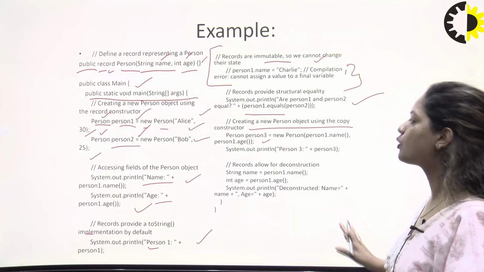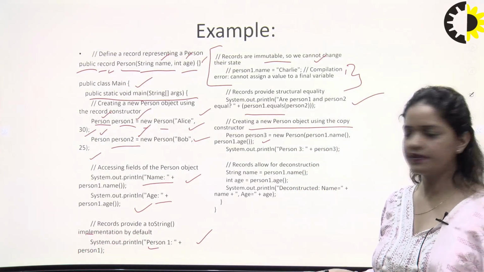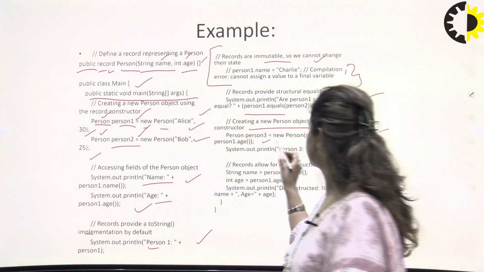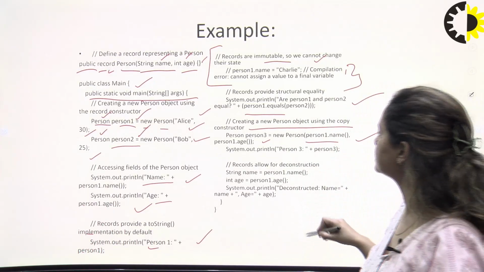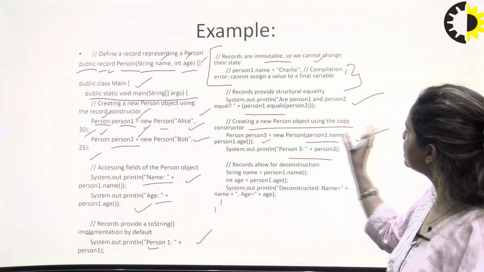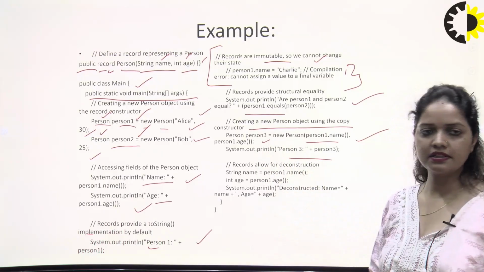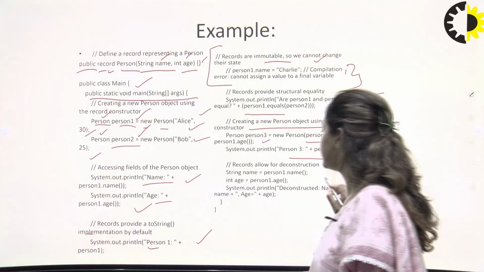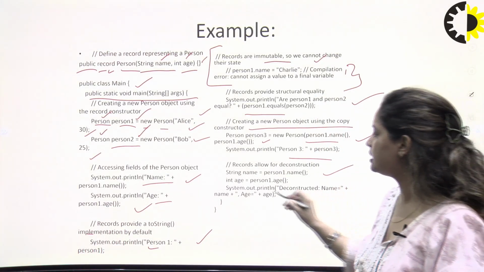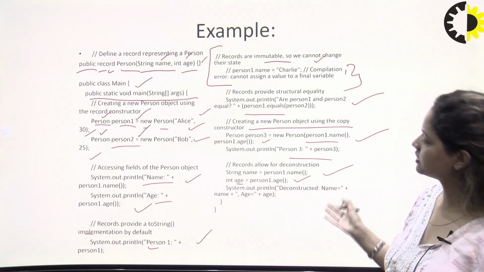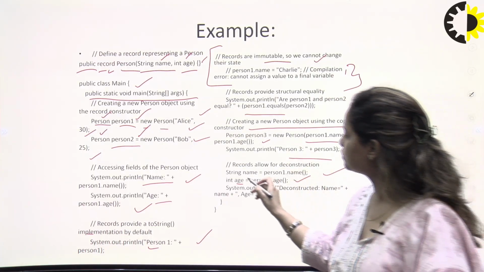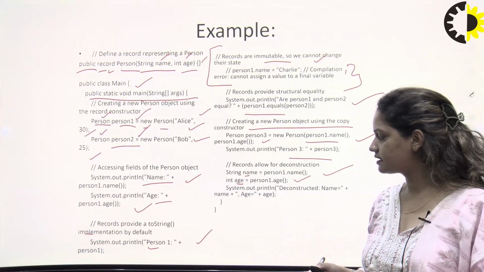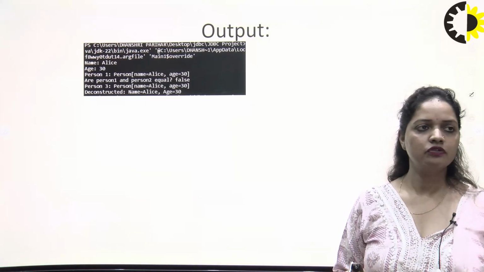Okay. And here again we are creating a new Person object, person3. That is allowed in a record: multiple objects for a single record. Here person1.name and person1.age are being passed as parameters to this person3, and we are copying the values of person1 to this person3 variable. That is also supported by records. So person1 content is being copied to the name and age variables, and when we print, we will receive the same values. So this will be the output.